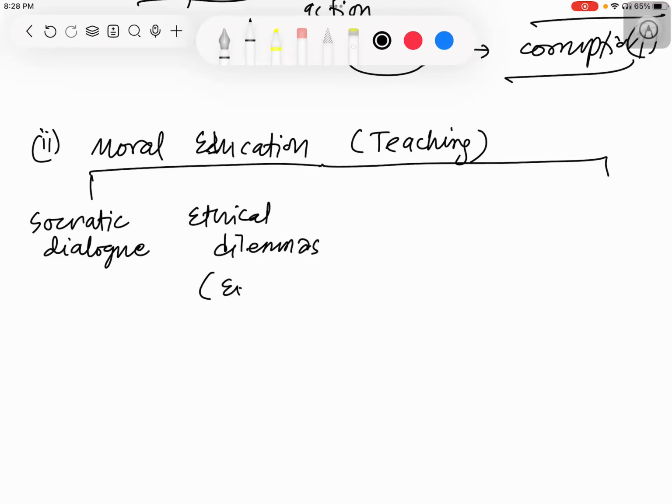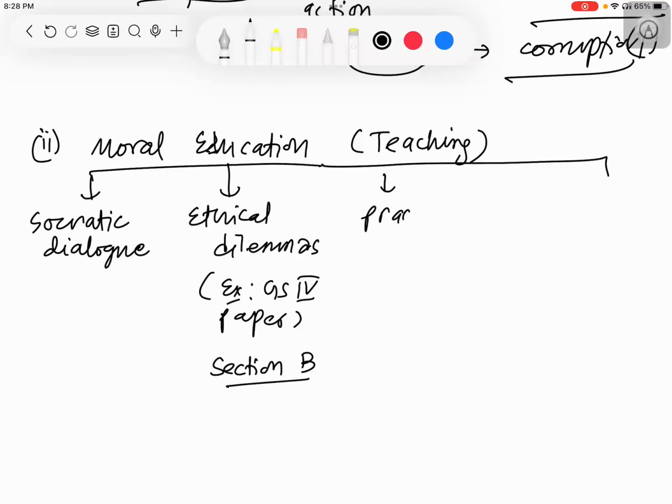In fact, if you see our entire GS4 paper, it is entirely through ethical dilemmas. That section B teaches us moral education, giving us practical experience. Through life this will also teach you, or someone can explicitly tell you that this is my experience and this is why and how you can be moral. Then through group discussion also.